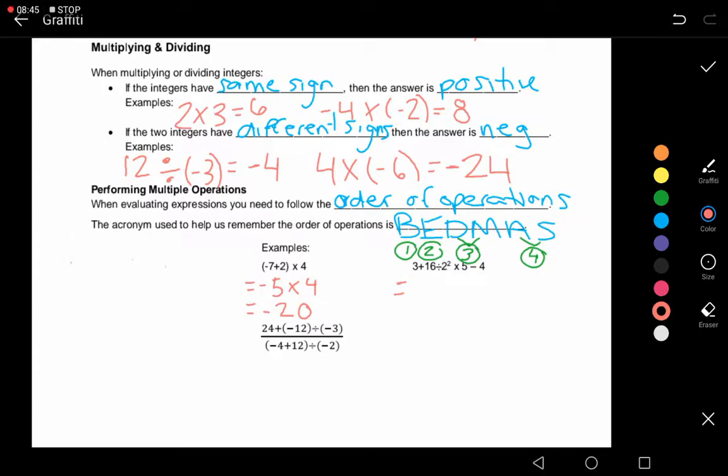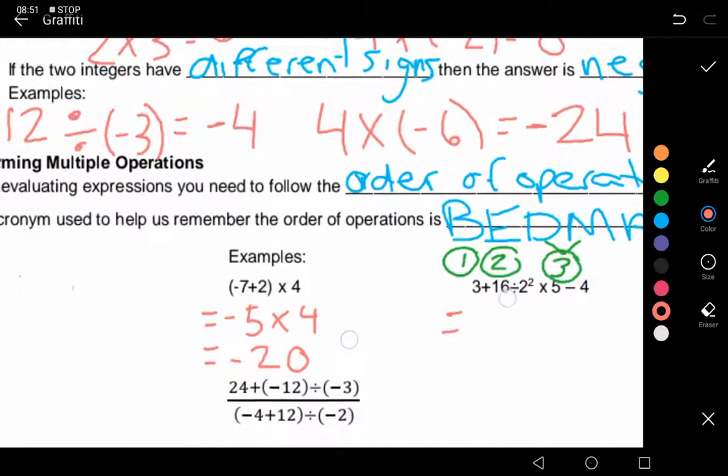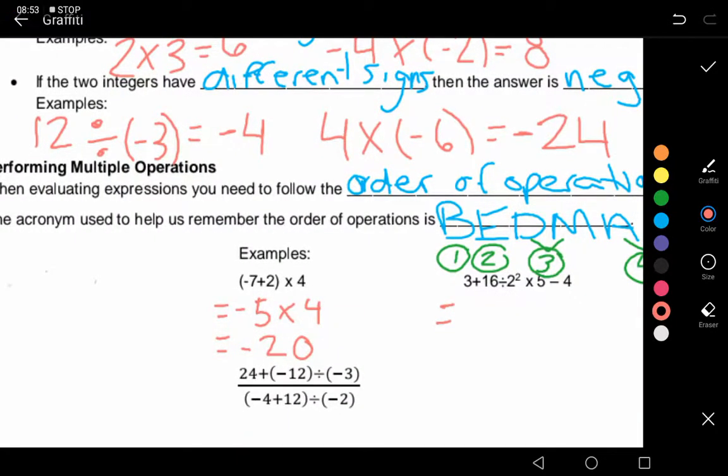So again, the first thing we're doing is looking for brackets. I don't see any brackets in this question. Okay, so I'm going to move on to exponents. I do have an exponent. Remember, an exponent is the base, the power amount of times.